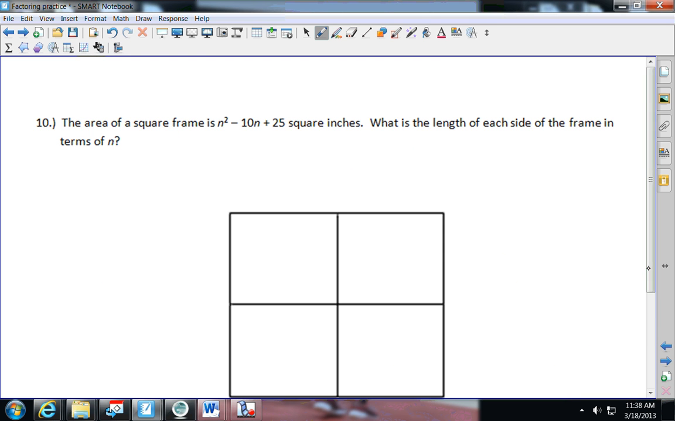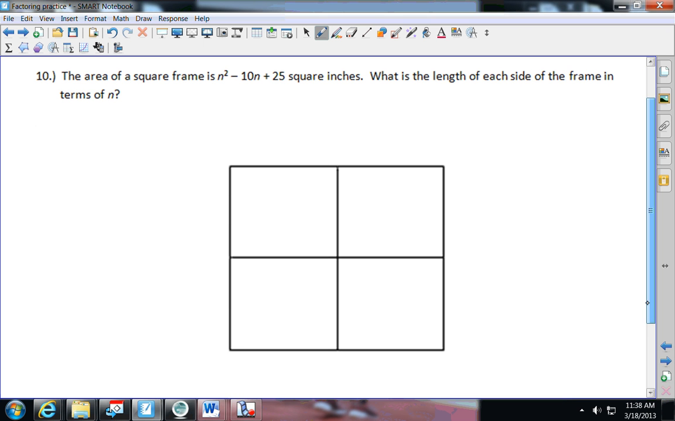All right, let's go back here and let's look at this one. Let's answer number 10. It says the area of a square frame is n squared minus 10n plus 25 square inches. What is the length of each side of the frame in terms of n?